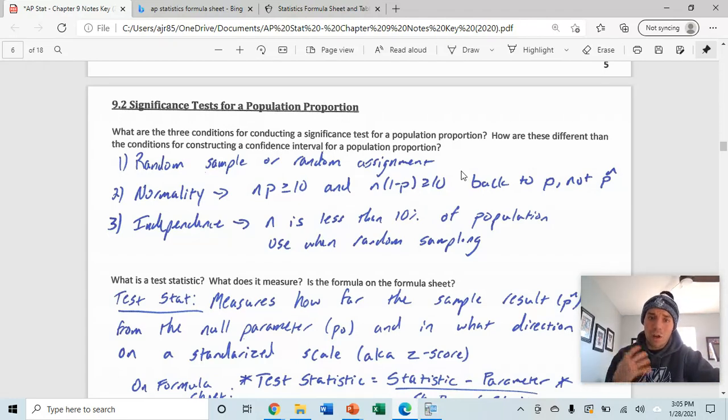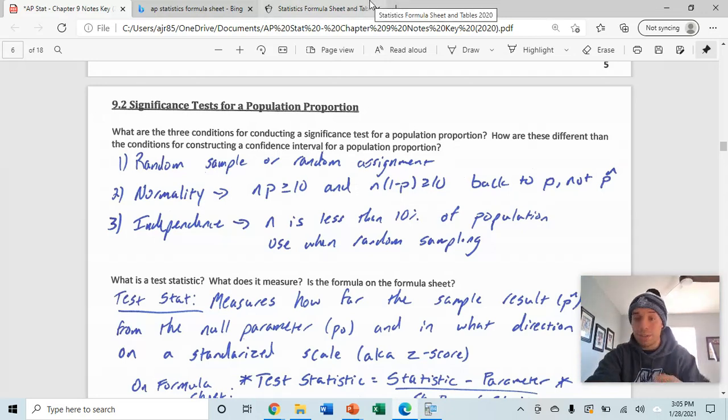A significance test is often run at the end of any type of research study or an experiment. What we're trying to do is create these hypotheses like we saw: the null hypothesis and the alternative, and then we run this significance test. Similar to confidence intervals, we have conditions that we need to check, and they look almost the same as what we saw in the last chapter for proportions.